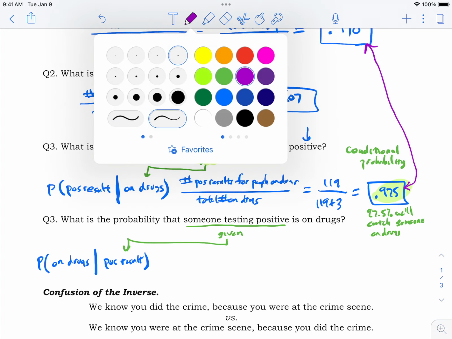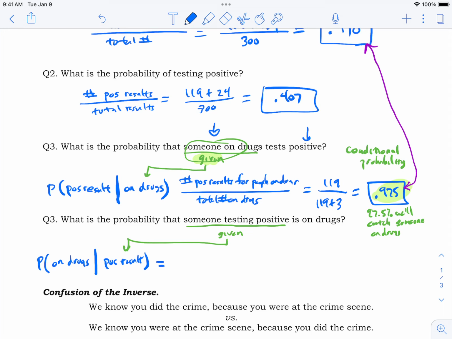Anyway, let's count it up. Let's figure it out. So what you would do is take the number of druggies, the number on drugs who have a positive result. Oh, I should write this in words to be consistent with what I did on the previous example. Number on drugs for those with positive results over the total number of positive results.